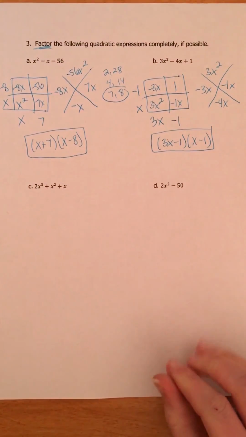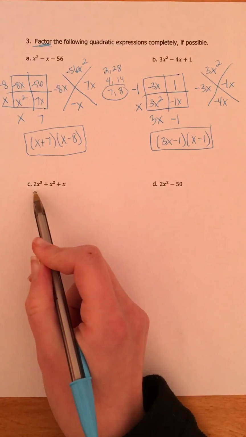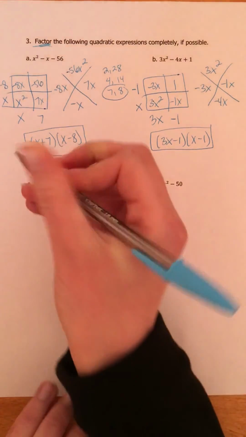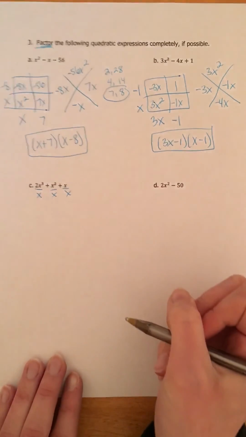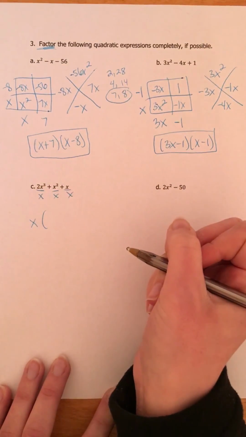Okay? Now to look at C and D, those ones look a little bit different. For problem C, they can all be divisible by an x. They all have at least one x in the problem. So I'm going to divide everything by an x. And when I'm doing this, I need to write my x on the outside. I'm factoring out an x, is what we say.